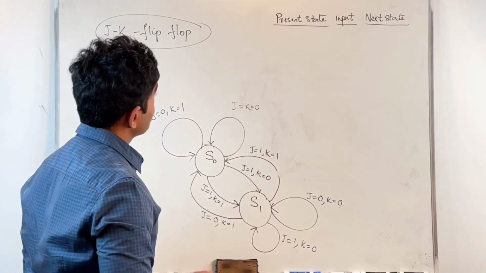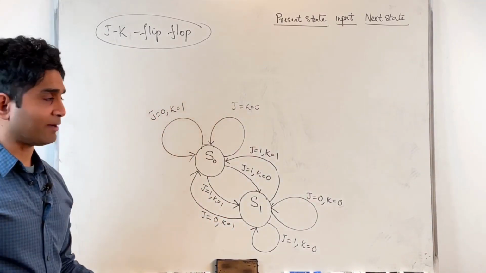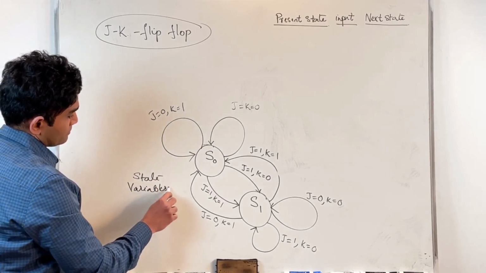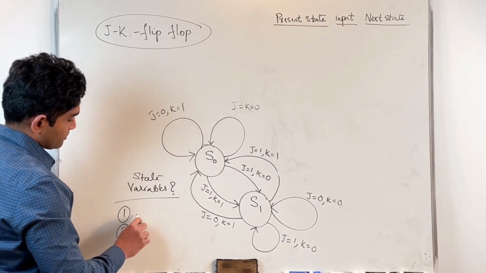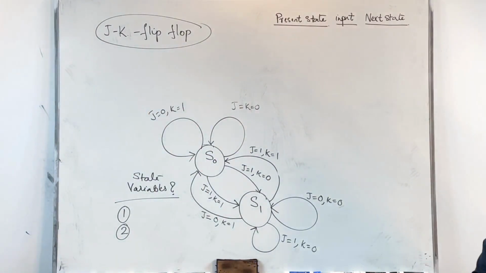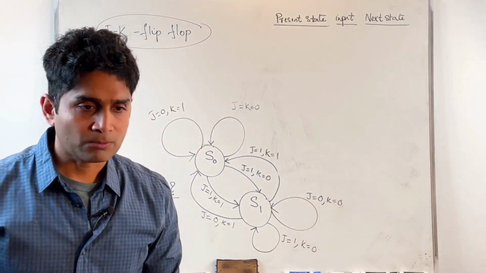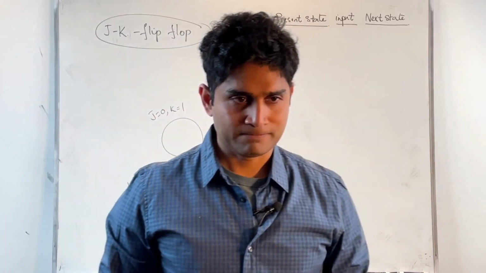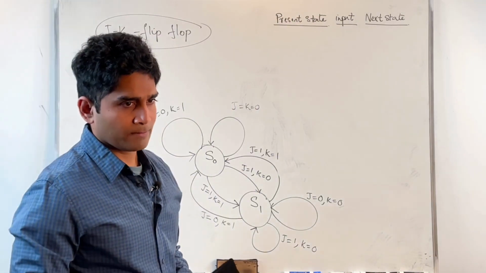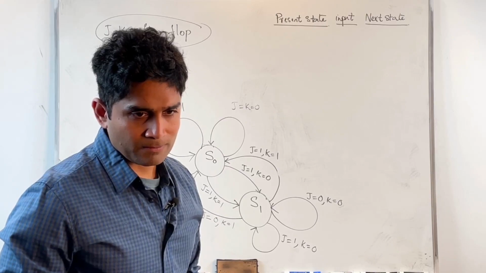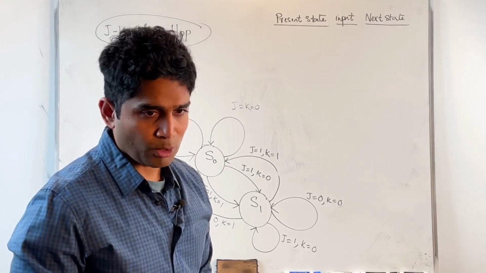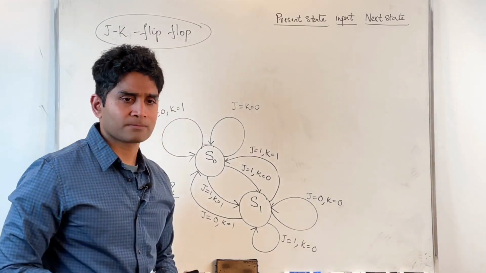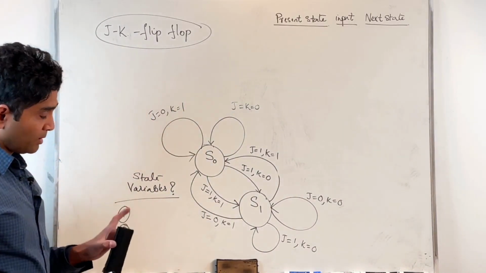All right. So, present state. I have two states. How many state variables should I have? Is it one state variable or two state variables? How many of you agree with one? How many state variables do you think we should have here? Two, okay. So one answer is one, another answer is two.